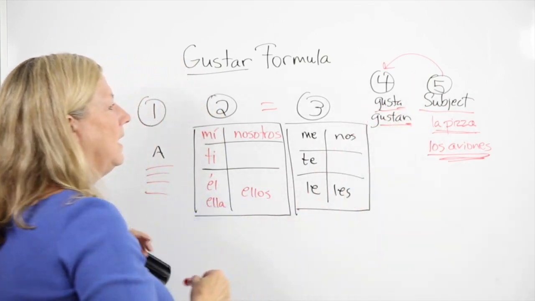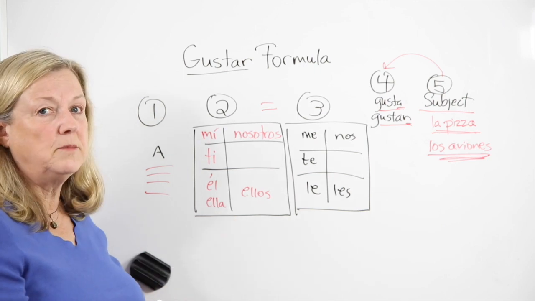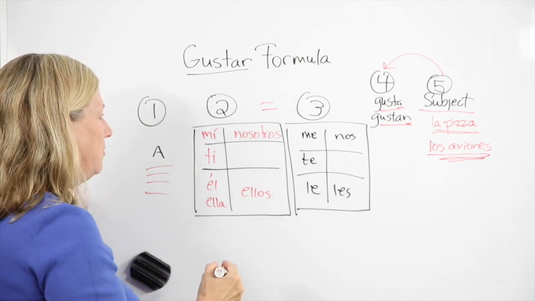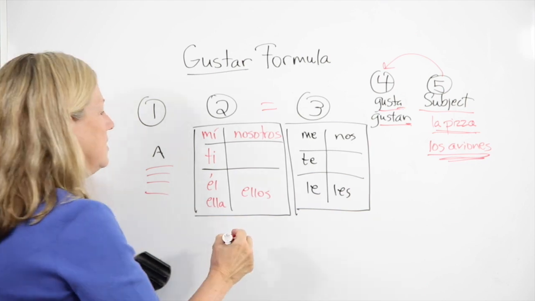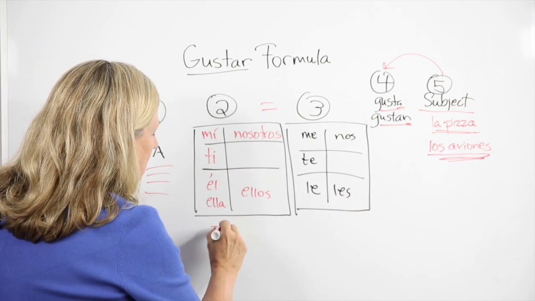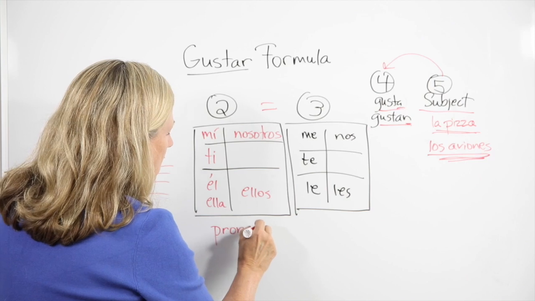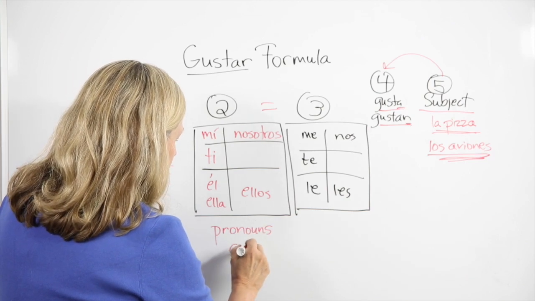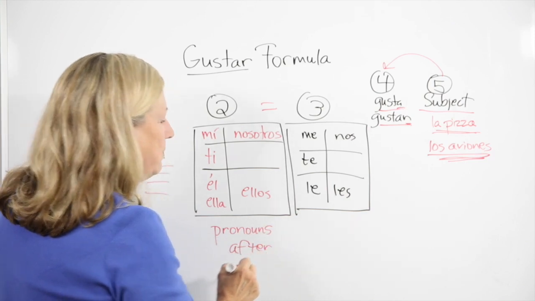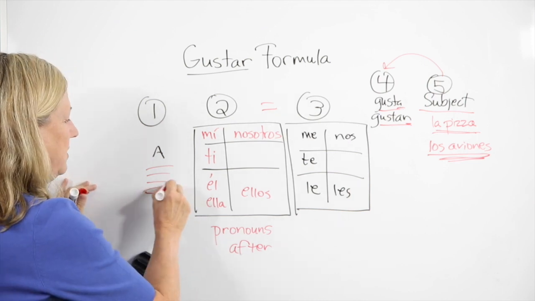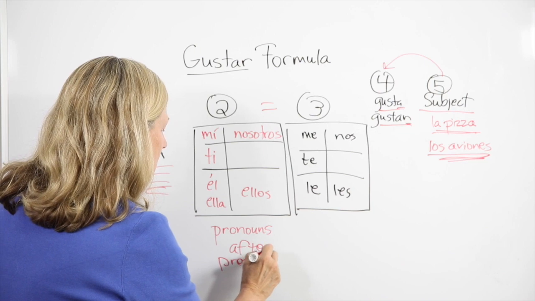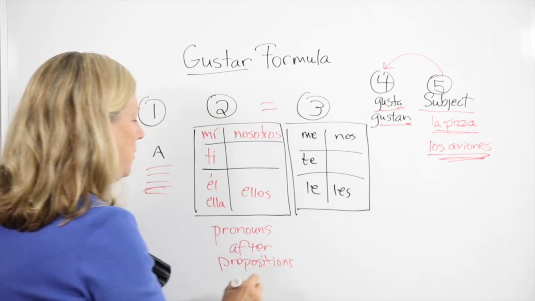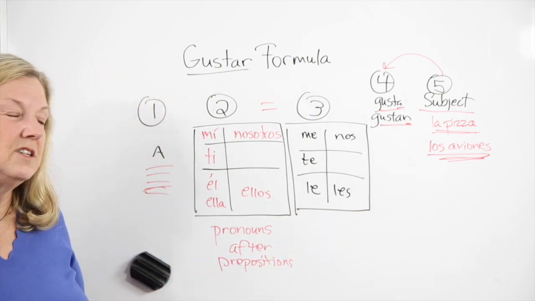5 drives 4. Well, these boxes have names, and you should memorize the box names because you're going to use them in the future for different purposes. But right now, this is the Gustar formula. And these are called pronouns after prepositions. Do you see? Pronouns after prepositions. We don't have it in English. It's just a unique box.